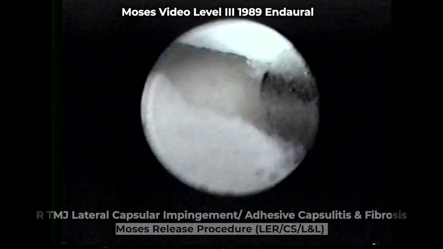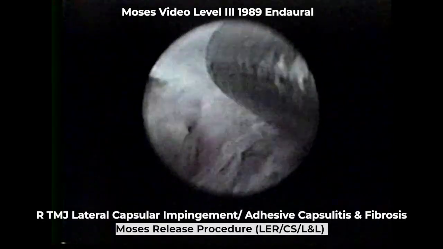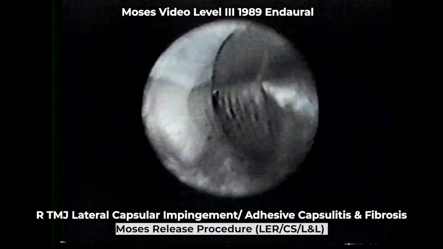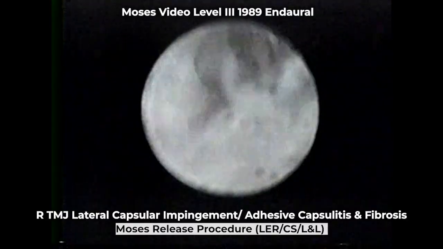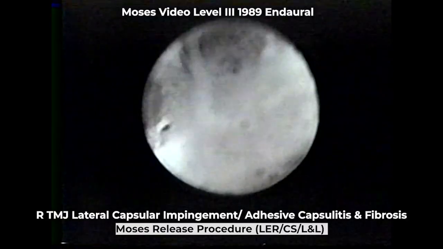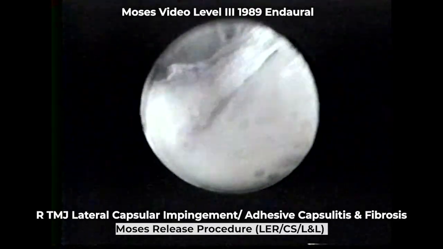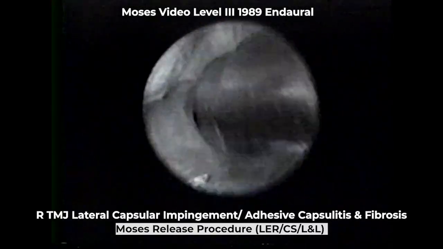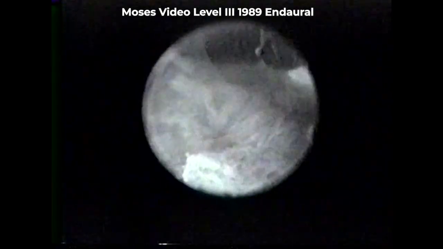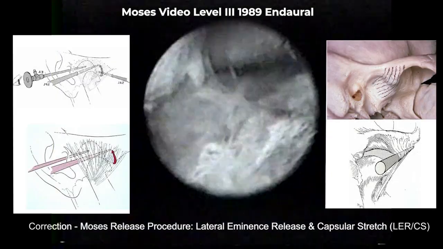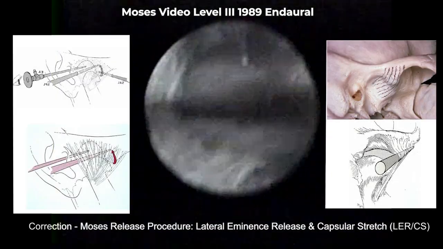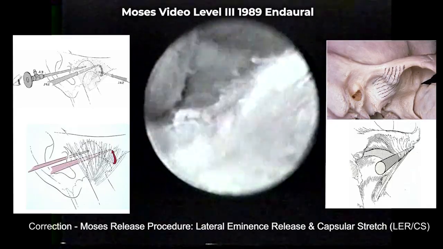From an endaural view, with the 30-degree arthroscope, a blunt trocar can be seen inserted into a right temporomandibular joint from an infralateral approach. The blunt obturator is utilized as a dissector to free up the lateral synovial trough. This is performing a lateral capsular stretch maneuver in order to free up the restriction of the lateral capsular impingement.